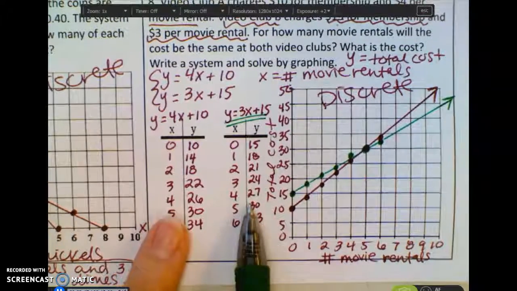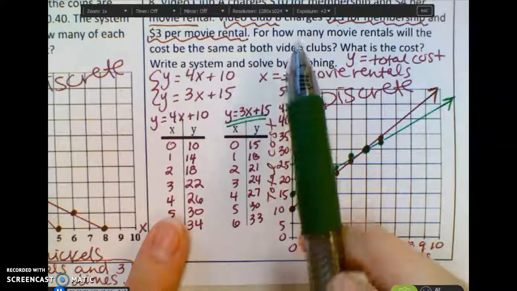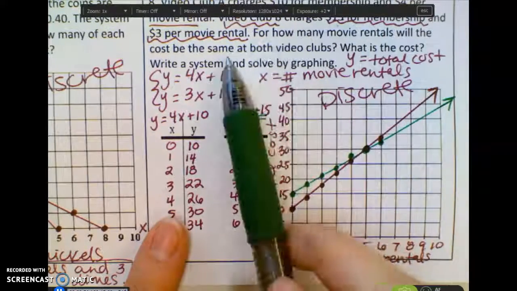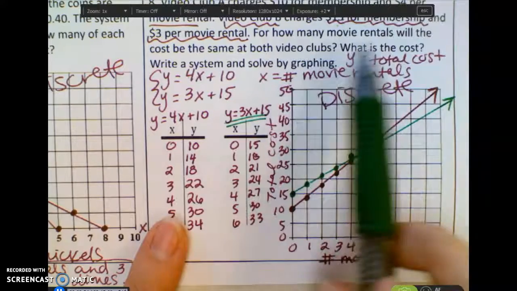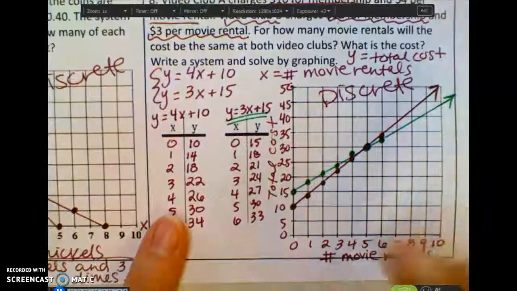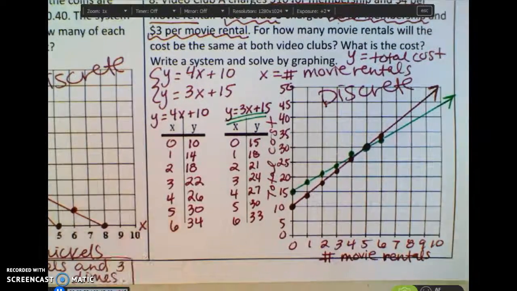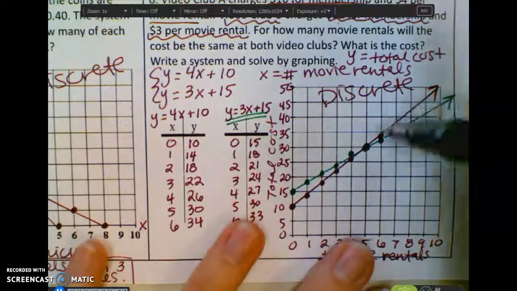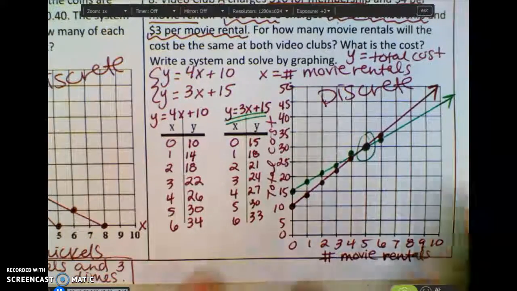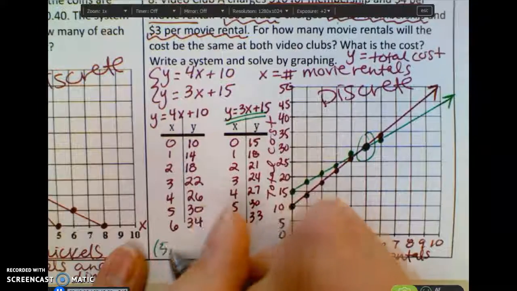We graphed our functions. Now we need to find out for how many movie rentals the cost will be the same at both video clubs and what that cost is. What that means is find the solution. So what's our solution here? We look at our graph and we see where they cross. So that means our solution is (5, 30).